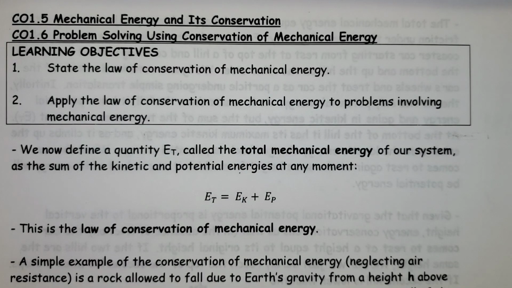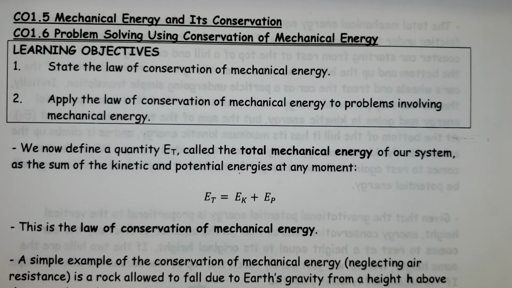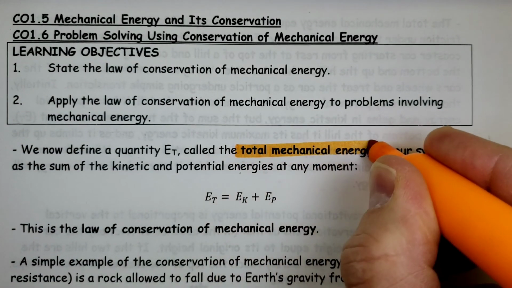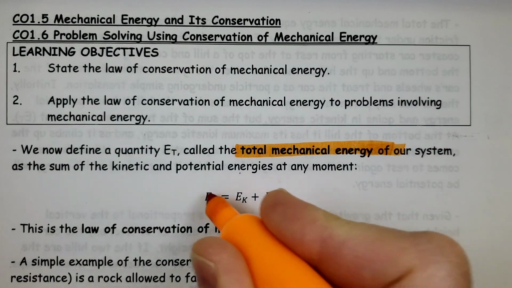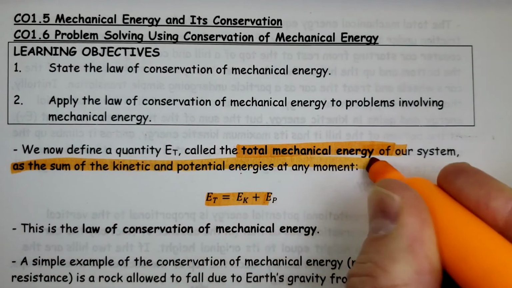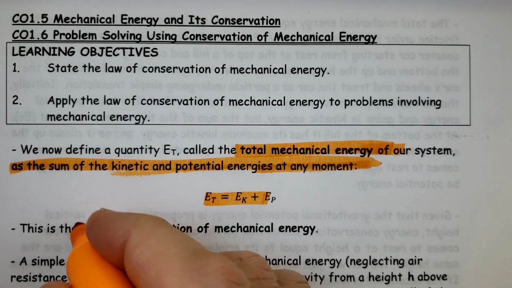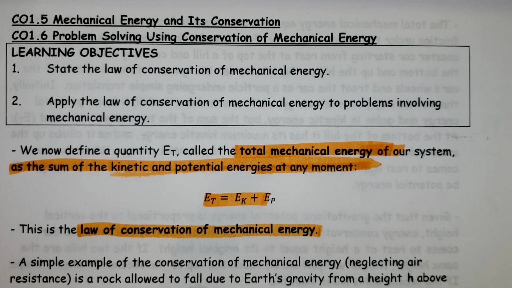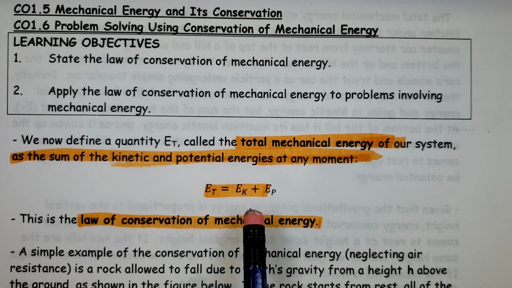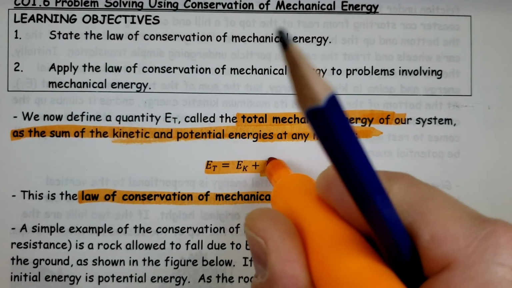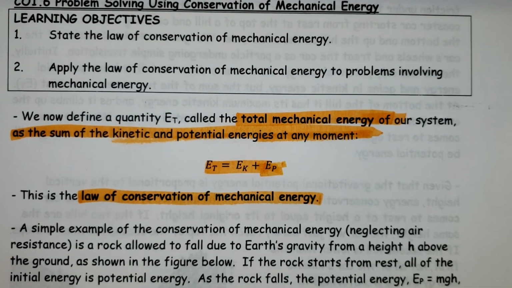So we can now define a quantity, ET. It stands for total mechanical energy of our system, where it's the sum of the kinetic and potential energies at any moment, and this is referred to as the law of conservation of mechanical energy. So the total mechanical energy in a system is equal to what it has in terms of kinetic energy and what it has in terms of potential combined together.